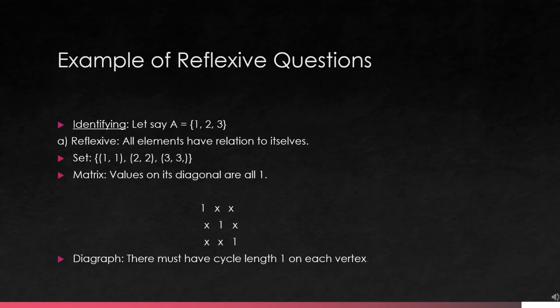Thank you, Rushil. Next, I'm going to talk about the example of the reflexive question. What is reflexive? Reflexive is when all elements have a relation to themselves. For example, the given set is (1,1), (2,2) and (3,3). For the matrix, the values on its diagonal are all 1. Basically, everything on the diagonal has to be 1. So that is what reflexive is. And for the digraph, there must be a cycle of length 1 on each vertex.